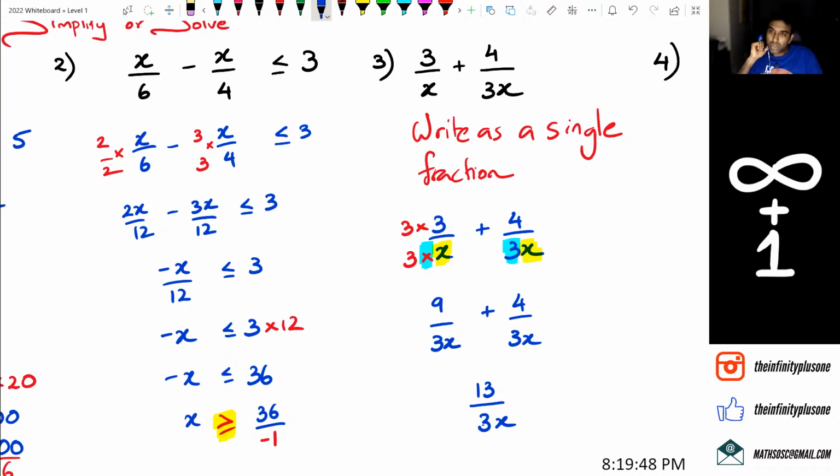This one is not a solve question, so you have to remember this. A really good indication is when you have an equal sign or less than or equal, like the inequality sign, then 100% of the time you're actually solving it. But with question 3, you are just writing it as a single fraction. So you're not actually solving for x here, but rather just writing it as a single fraction.